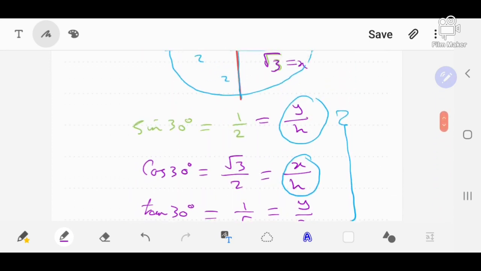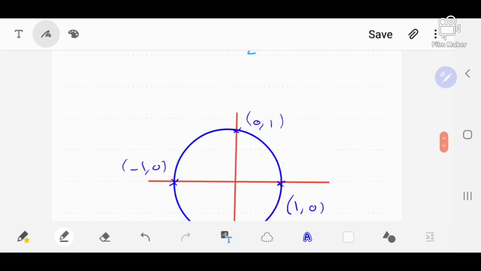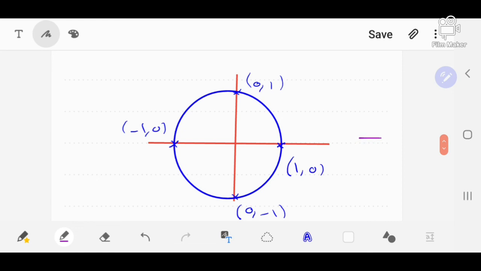So if I want to talk about 0 degrees, then cosine 0 will be the x coordinate and sine 0 will be the y coordinate. So the x will be cosine, the y will be sine. So cosine 0 is 1, sine 0 is 0. Cosine 90 degrees is 0, sine 90 degrees is 1. Here the angle is 180, so cosine 180 is negative 1, sine 180 is 0. The angle here is 270. So cosine 270 is 0, sine 270 is negative 1, and so on.